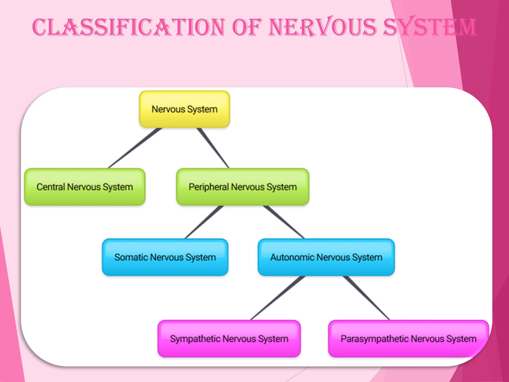Now classification of nervous system. So at first the nervous system is divided into two parts, central nervous system and peripheral nervous system. And the peripheral nervous system is again divided into somatic nervous system and autonomic nervous system. And the autonomic nervous system is divided into sympathetic nervous system and parasympathetic nervous system.